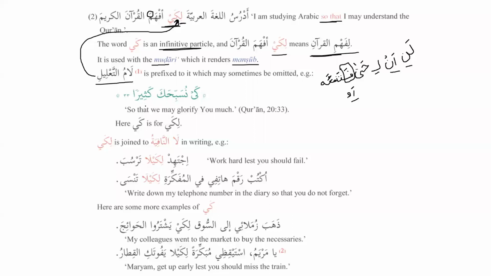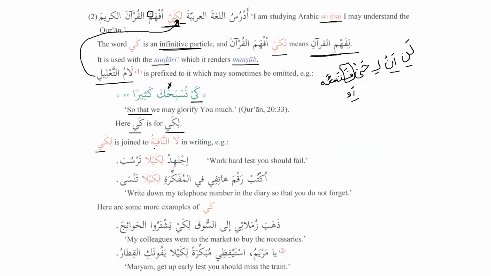Kay nusabbihaka kathira. Now we can see here that it was basically nusabbihu. But it has changed into nusabbiha. Why? Because of kay. So this kay changes mudari into nasb. It makes it mansub, so that we may glorify you. And here kay is basically for likay.